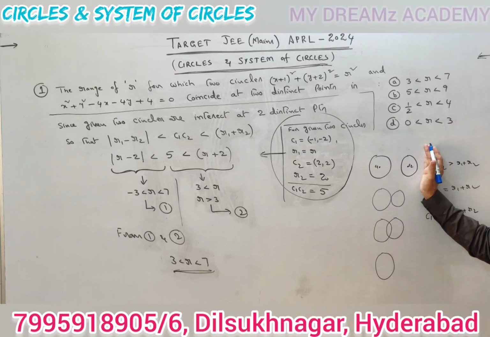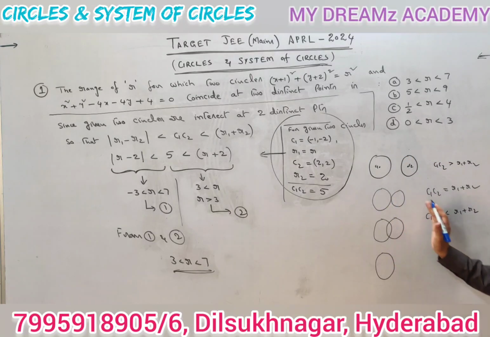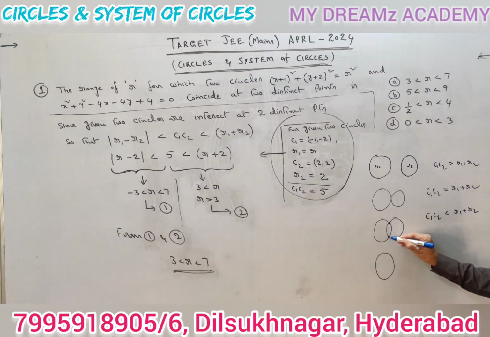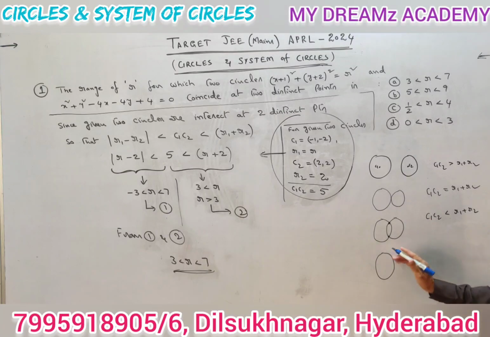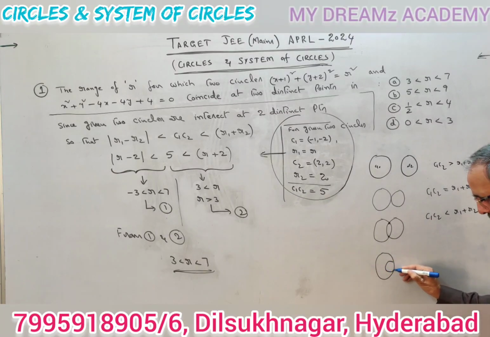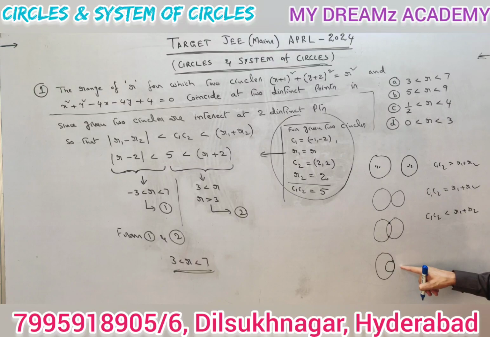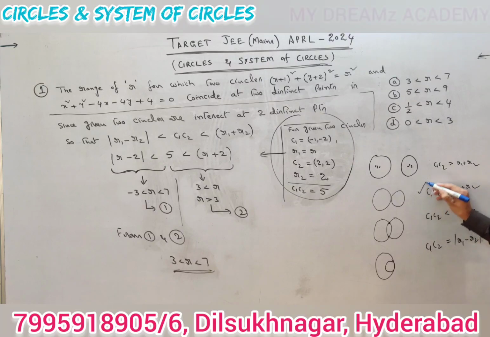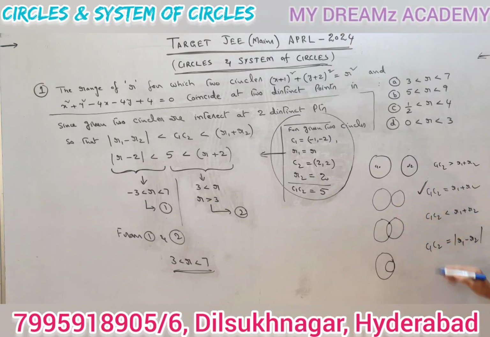The circle is outside, pushing, touching externally. Still I push, it will intersect at two distinct points. Still, the circle may come like this. That is where the circles touch each other again. The condition is C1C2 equal to the difference of the radii, R1 minus R2. So observe these two: this is circles touching externally, and this is the case of circles touching internally.